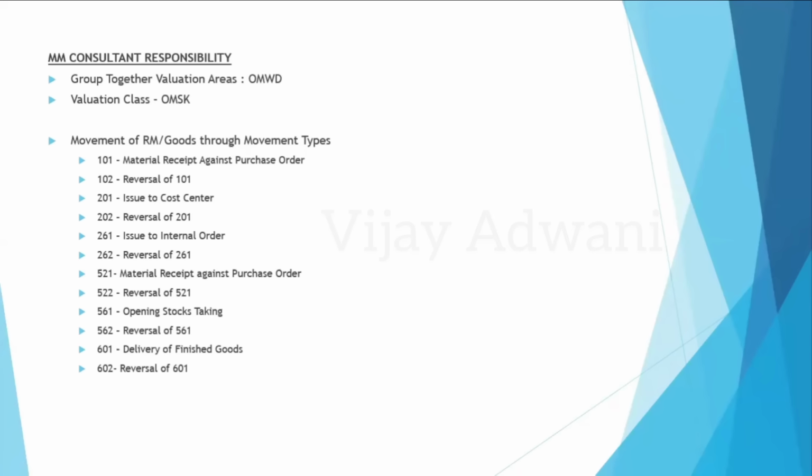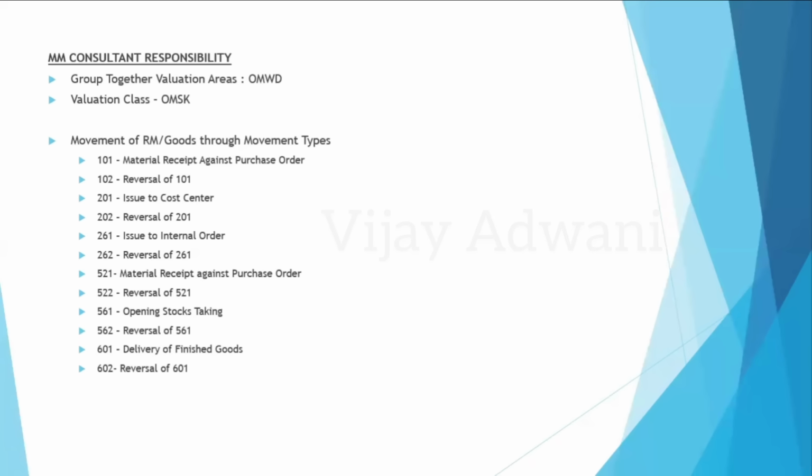Each and every point in time, whenever there is a movement of raw material, how will SAP be able to recognize? For that, SAP has given different kinds of movement types. You can see 101. Whenever there is a materials receipt against a purchase order, you have 101. Reversal of 101 is 102. Then when it is issued to cost center for consumption, you have 201. Issued to internal order, you use 261. In the similar manner, for 521, 522, sorry, this needs to be corrected. This is material receipt, but not against the purchase order, 521. Okay, and then you have 601 delivery of finished goods, 602 reversal of 601. So this is how there are different kinds of movement types which are already defined by SAP.